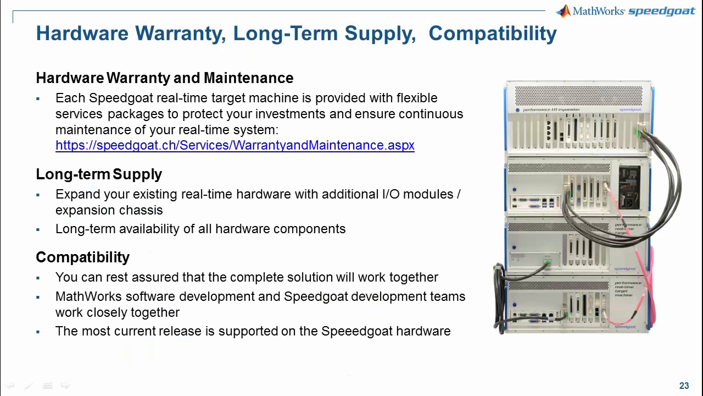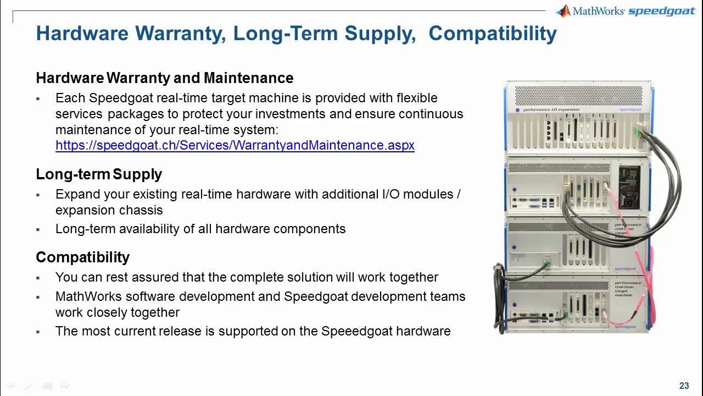Last but not least, each Speedgoat target machine comes with flexible hardware warranty options. All hardware components are available for a very long time, typically 7+ years. This assures fast extension or replacement of existing systems based on known and working configurations.